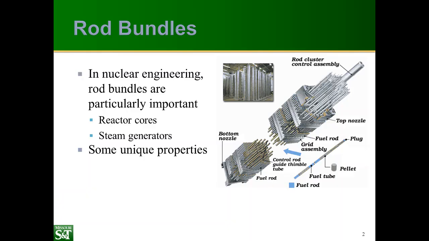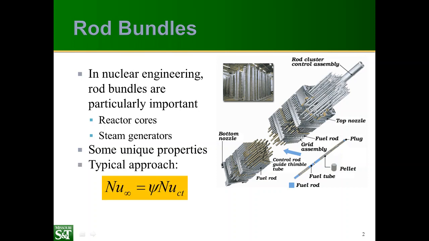Now, in nuclear engineering, rod bundles represent nuclear reactor cores and steam generators and things of that nature. They also can occur occasionally in other fields. Now, they do have some unique properties. They have a little bit of a unique shape, and that typically results in improvement in heat transfer over a similar geometry circular tube. So we have some enhancement of heat transfer.